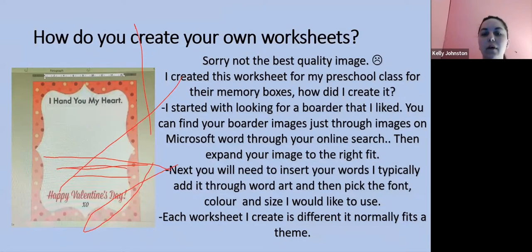Next, you're going to need to insert your word art. So I added, "I hand you my heart" and "Happy Valentine's Day" XO at the bottom. So you can change it to whatever color you need to, make the font however big you need to, whatever it is that you want. And then I just painted my kiddos' hands, wrote their name at the bottom. And this is just a little fun keepsake that their parents can have. And I thought it was fun.